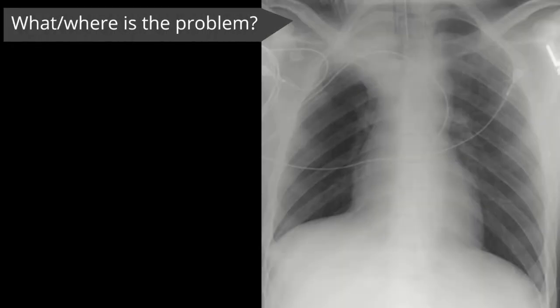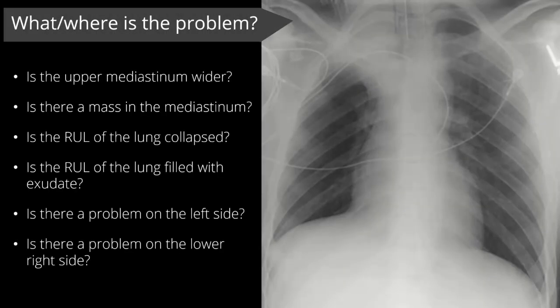There is something wrong here. What do you see? Can you identify the location of the problem? Is it a problem with the mediastinum? Is it a lung problem? Is the problem the right side or left side or both? Is the problem superior or inferior?